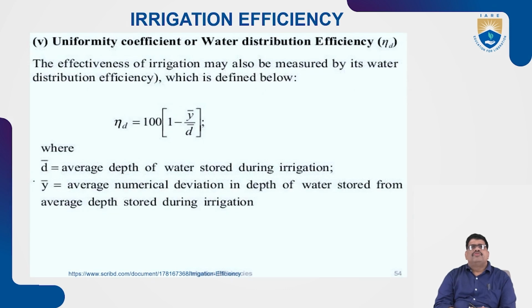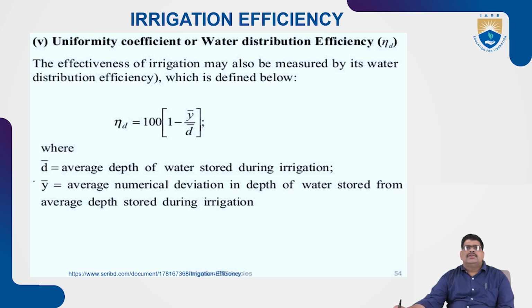Next, uniformity coefficient of water distribution. The effect of the irrigation may be measured by the water distribution efficiency, which is Ed = 100 × (1 − y/d). So here, what is meant by y and d? Let us see. I will discuss d and y.